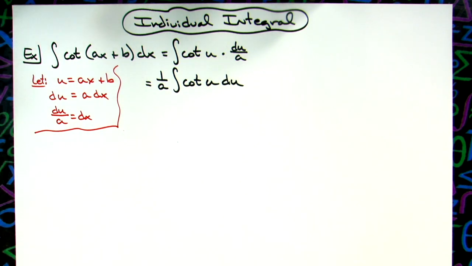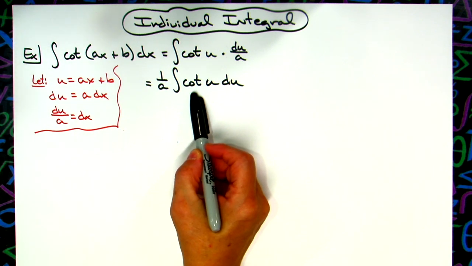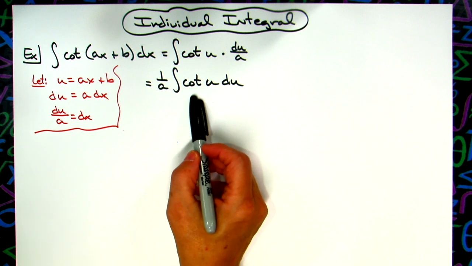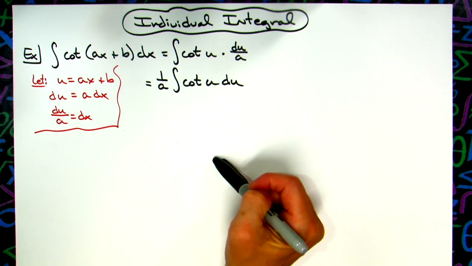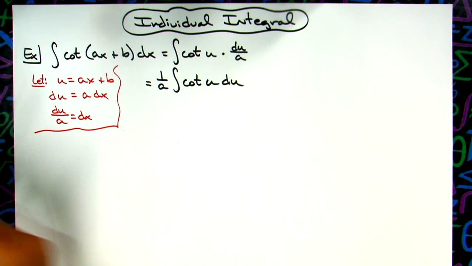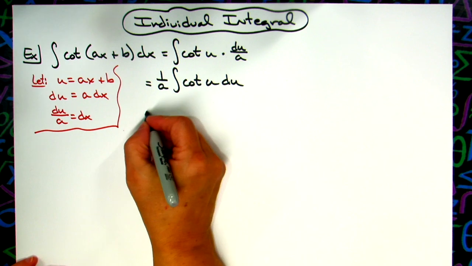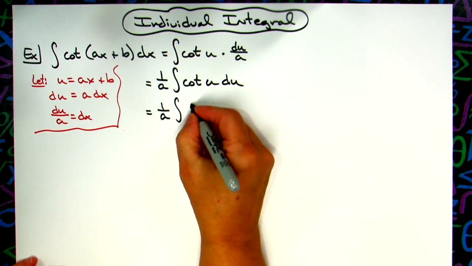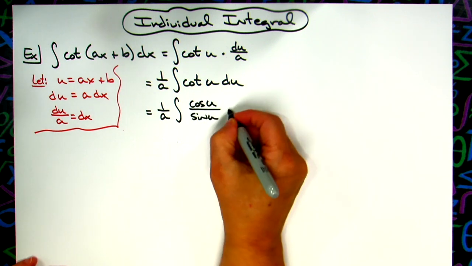Now at this point, some of you are going to have the integral of cotangent memorized, and if you do, that's fine. You can go straight to the answer. However, if you do not have it memorized, you can use a second substitution at this point, a little trig identity substitution, and then go ahead and work this out. Okay, so the first thing I'm going to do is take this cotangent and rewrite it as cosine over sine. So we'll have a 1 over a integral cosine u over sine u, and then du.